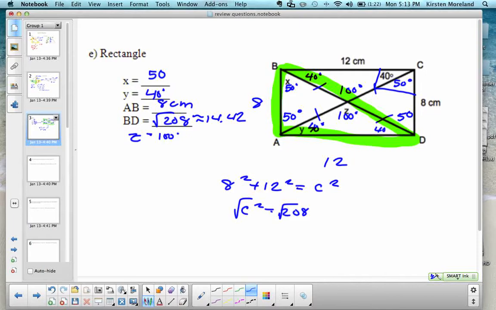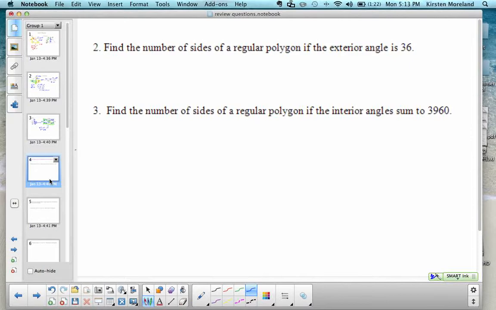Right, now we're going to move on to polygon properties. So it says find the number of sides in a regular polygon if the exterior angle is 36. So remember the exterior angle formula is 360 divided by n, and we set that equal to the degrees. We know it's 36 degrees. We don't know n because remember n is the number of sides. So to calculate this we just end up doing 360 divided by 36, which should leave me with a 10-sided shape.